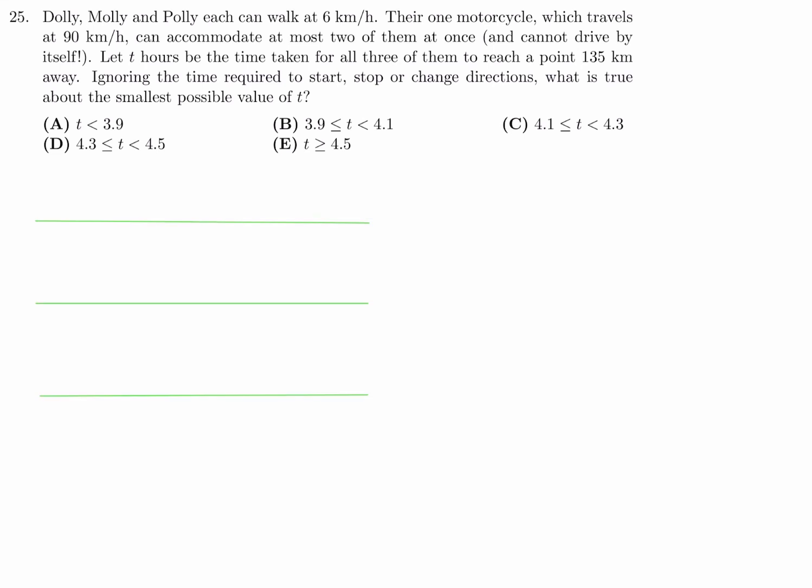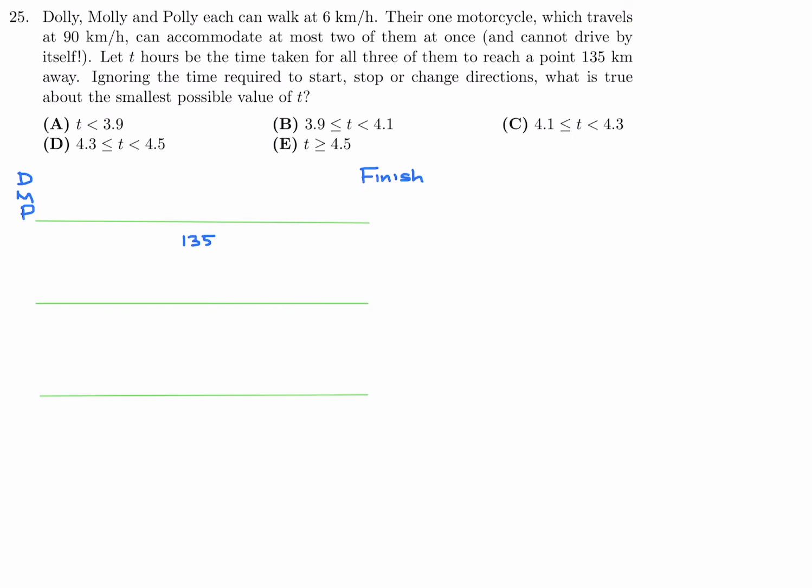So the 3 friends, D, M, and P, all start off at the start, and this whole distance is 135 kilometers to, I guess, the finish line. We can call it finish. And the strategy is as follows.